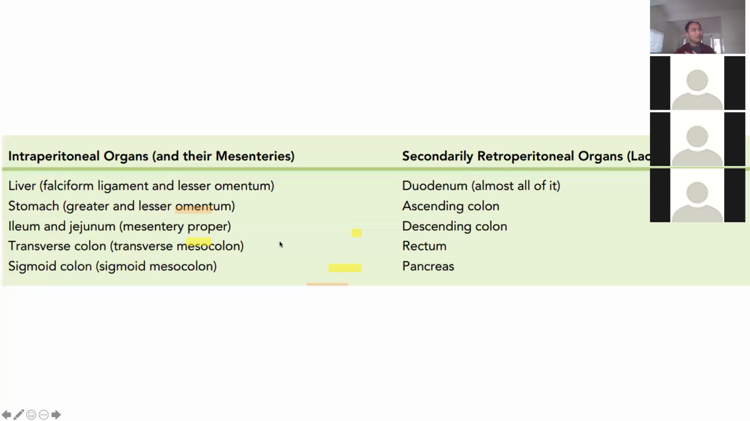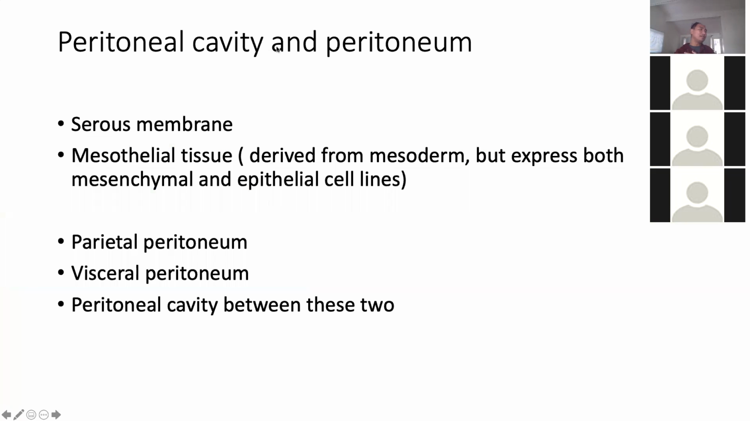Okay, so the peritoneal cavity and the peritoneum. Peritoneum is a serous membrane, just like pleura or pericardium. It is a mesothelial tissue, derived from the mesoderm. Don't worry about that. And it has parietal peritoneum and visceral peritoneum. And the peritoneal cavity is the space between the two surfaces.